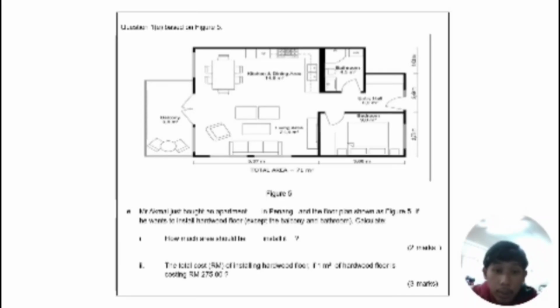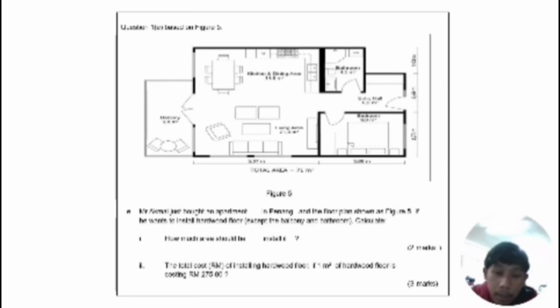Then we look at the last question, question 1E. Mr. Akmal just bought an apartment in Penang and the floor plan is shown as figure 5. If he wants to install hardwood floor except the balcony and bathroom, calculate how much area he should install. And the second question, the total cost in ringgit of installing hardwood floor if 1 meter square of hardwood floor costs 275 ringgit.